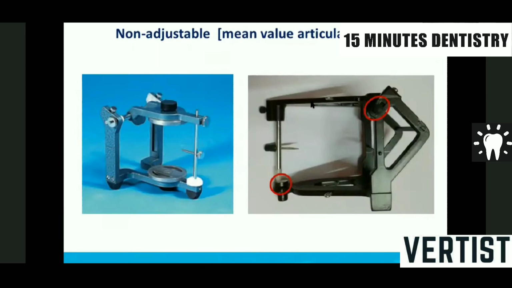Here what you see is we have an upper member, lower member, incisal guide pin, condylar guidance, incisal guide table and horizontal bar. So I want to emphasize condylar guidance and incisal guide table. The condylar guidance is fixed at 33 degrees. This has been arrived at by doing a lot of anthropological studies, and the incisal guidance is fixed at 15 degrees.